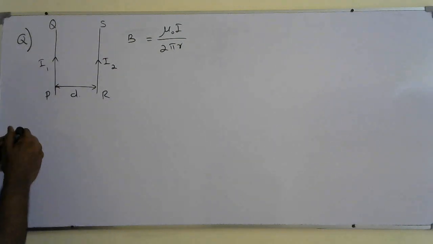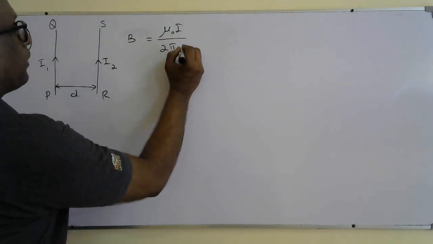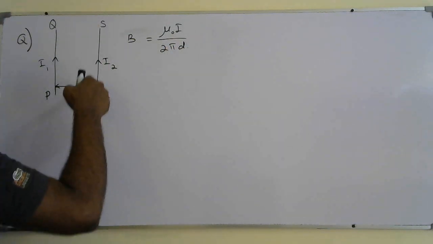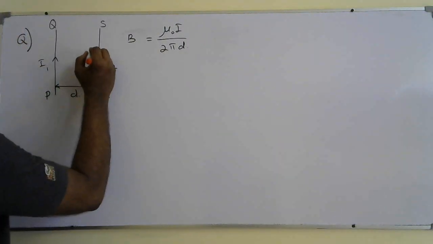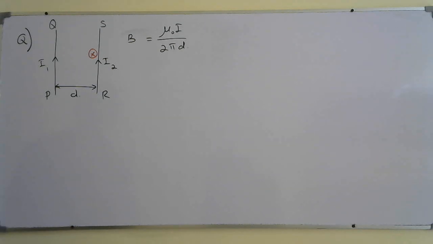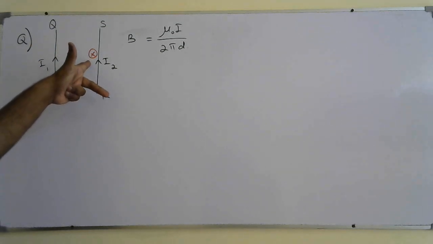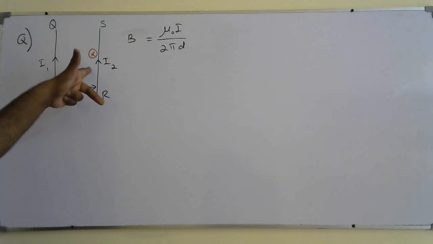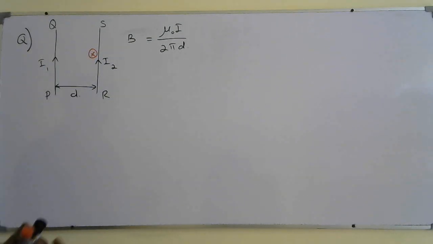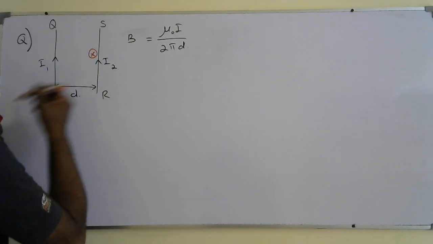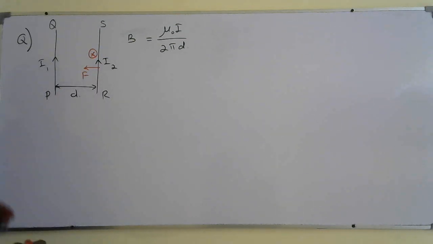If I use right hand grip rule for field, that magnetic field is given by B equals mu naught I1 over 2 pi d. That's the magnetic field on wire RS that is produced by current I1. So the direction of the magnetic field on RS is into the board. Okay, so the force acting on unit length of wire RS, if I use Fleming's left hand rule, magnetic field is into the board, direction of the current on wire RS is upward direction. So force on RS will be towards wire PQ.